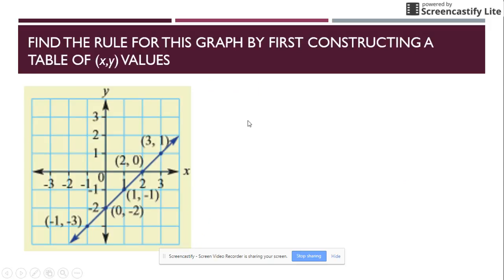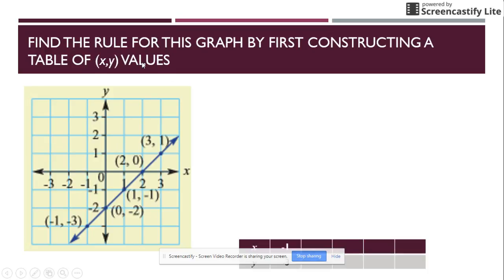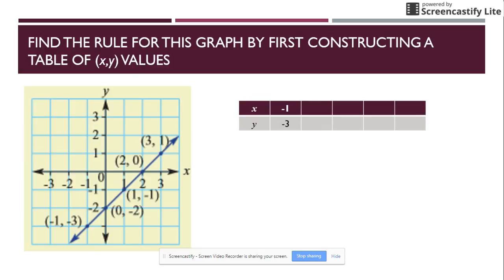Okay. Right, now this is slightly different. Here you've been given the graph. What they've done is put your coordinates in there. Now you know that this is your x and this is your y coordinates. So now they say find the rule for this graph by first constructing a table of x and y values. So you're going to pull up a little table, x and y.